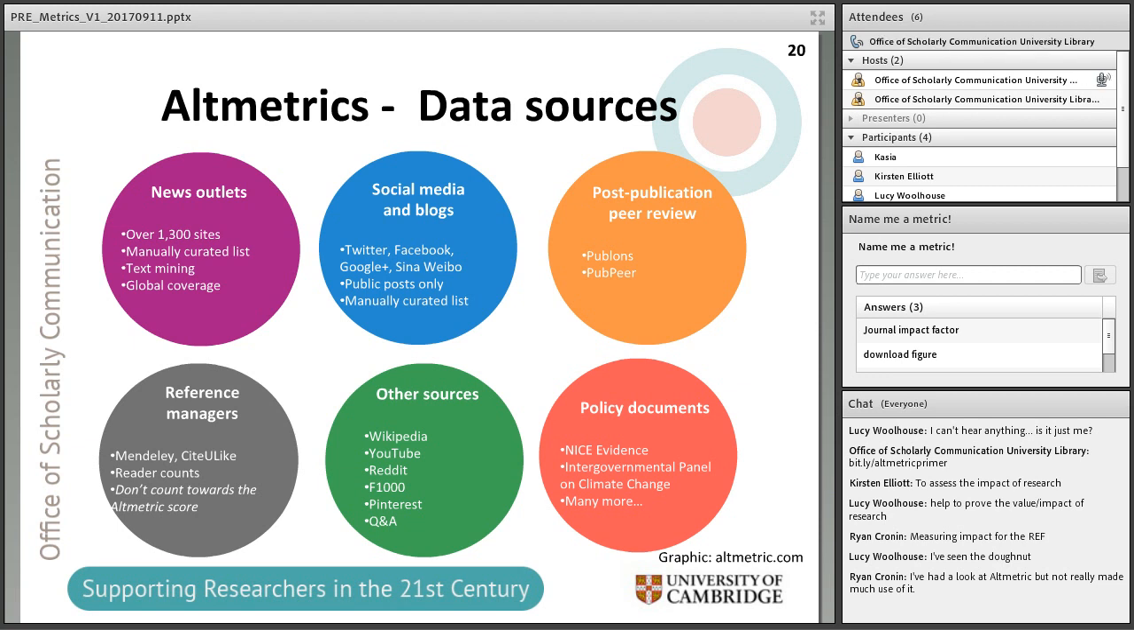It did look at things like Pinterest, and it tracked that for a while and then stopped tracking it because it decided it was not of any interest, or not enough people were using it in that kind of way. It also looks at policy documents, so it trawls a lot of known sources of policy documents looking for mentions.